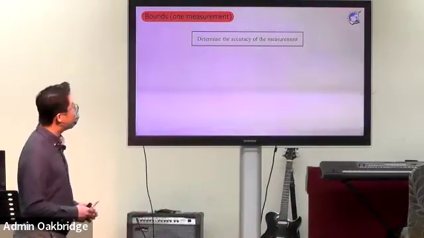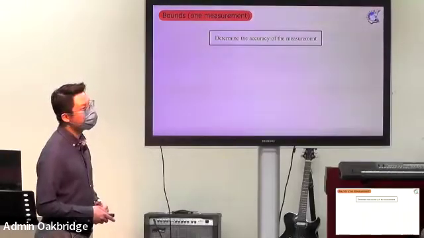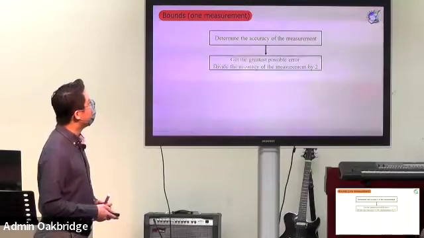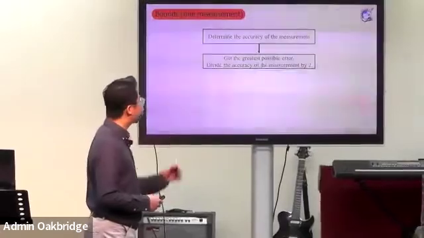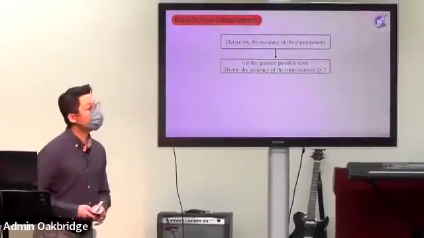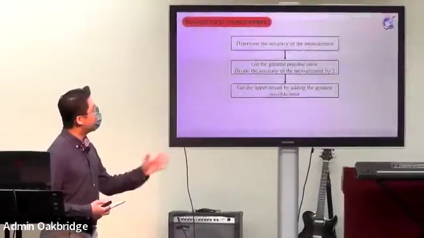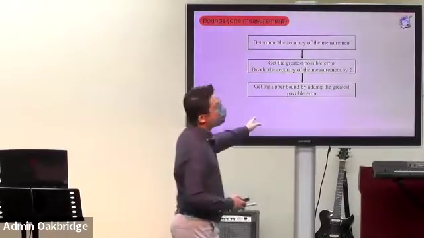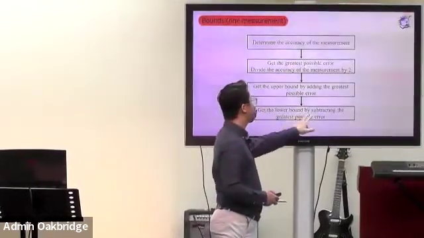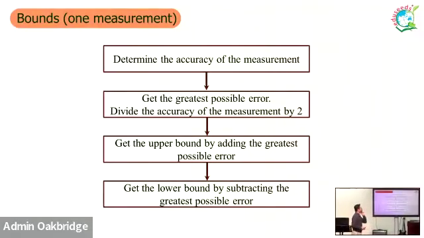So before you find the lower bound and upper bound, first of all, you have to determine the accuracy of the measurement, and then get the greatest possible error. So how do you do that? Just divide the accuracy of measurement by 2. Then get the upper bound by adding the greatest possible error. When you come to lower bound, you have to subtract the greatest possible error.